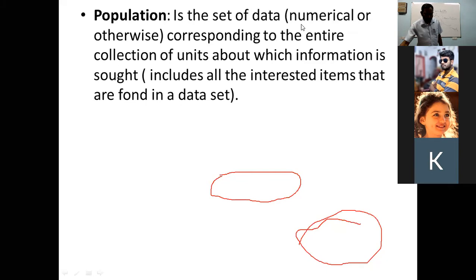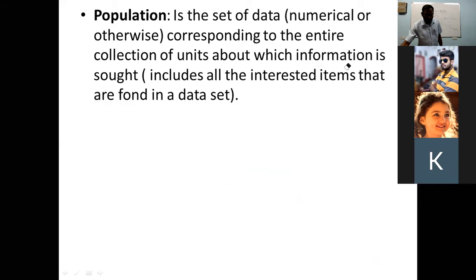This is a typical definition. Population is the set of data, numerical or otherwise, different types of data we will see later, corresponding to the entire collection of units about which information is sought. So the population is the whole individuals in a study. It is the set of data corresponding to the entire collection of the units which gives the information that we are going to seek. That means, for example, in this case, height. We want to measure the height of all the students. So that is called the population.